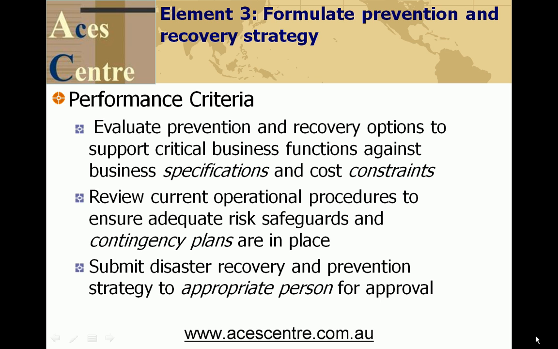Element 3. Formulate prevention and recovery strategy. This will address the following performance criteria. Evaluate prevention and recovery options to support critical business functions against business specifications and cost restraints. Review current operational procedures to ensure adequate risk safeguards and contingency plans are in place. Submit disaster recovery and prevention strategy to appropriate person for approval.